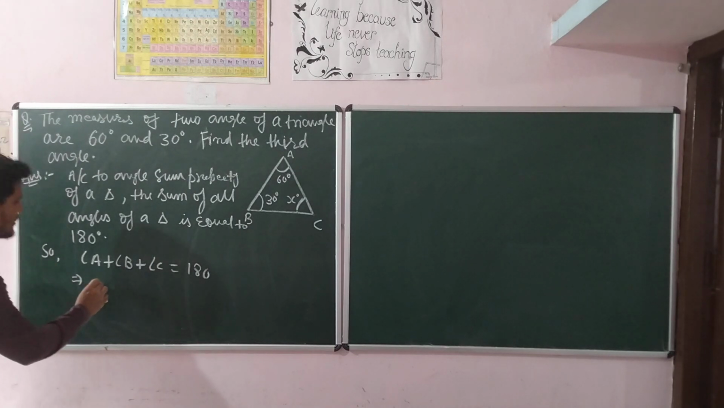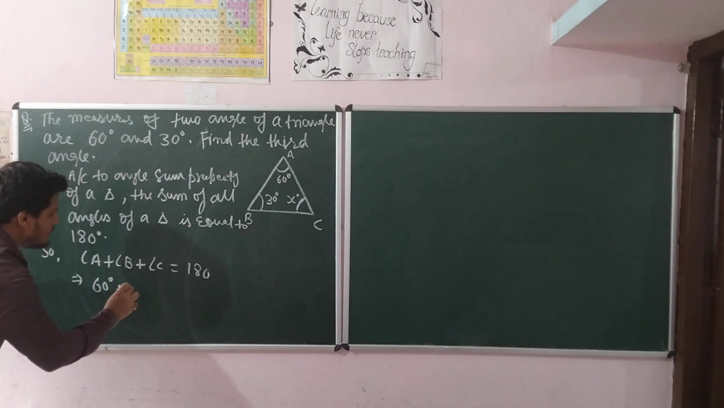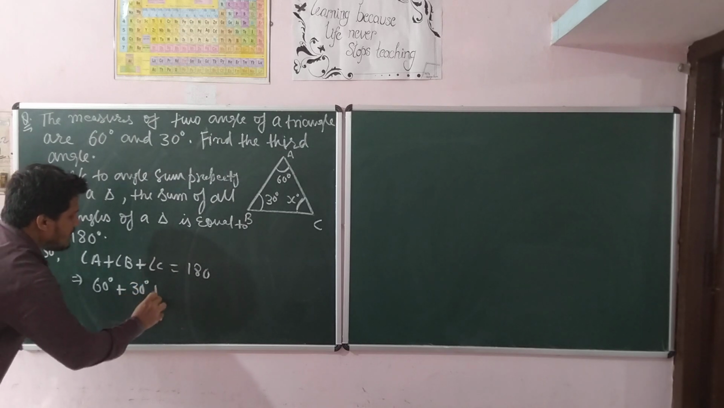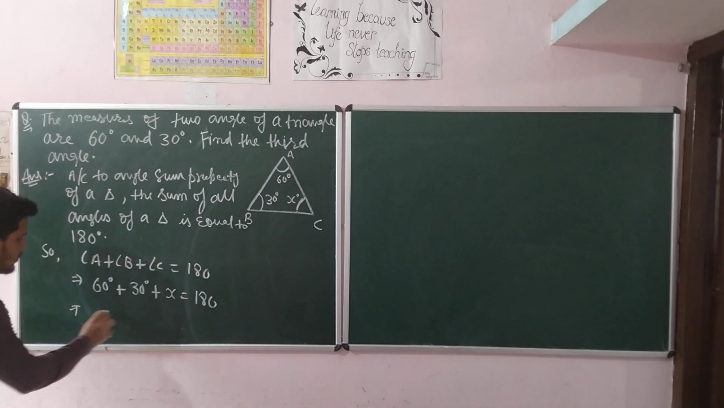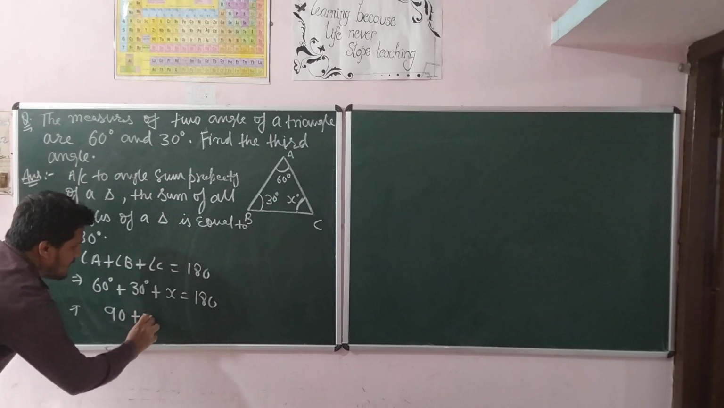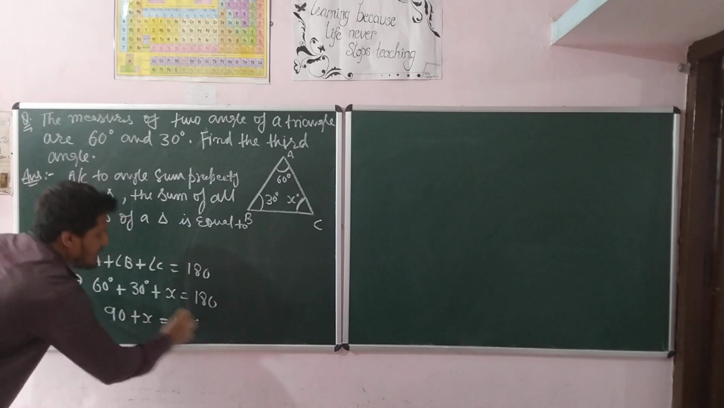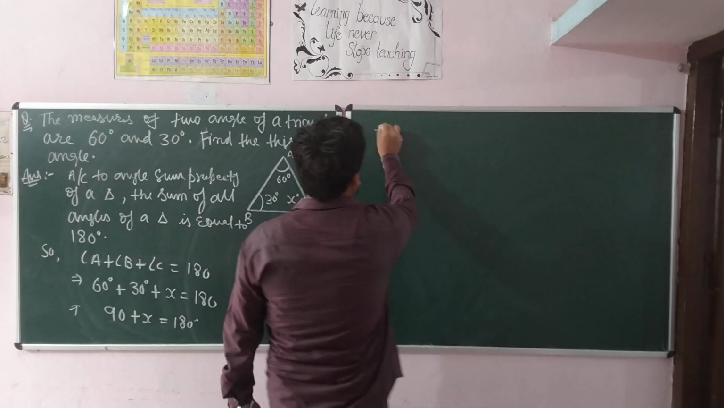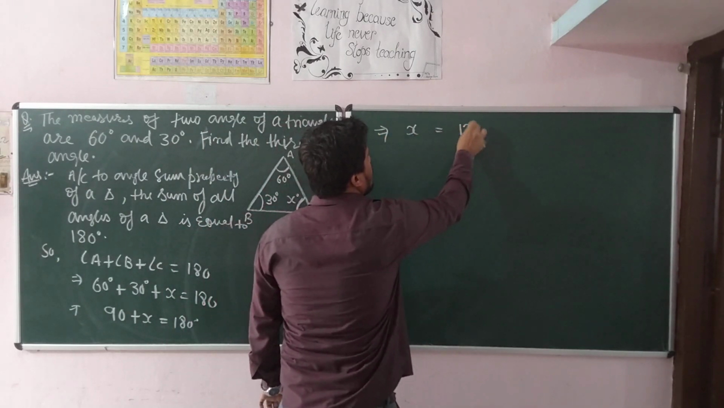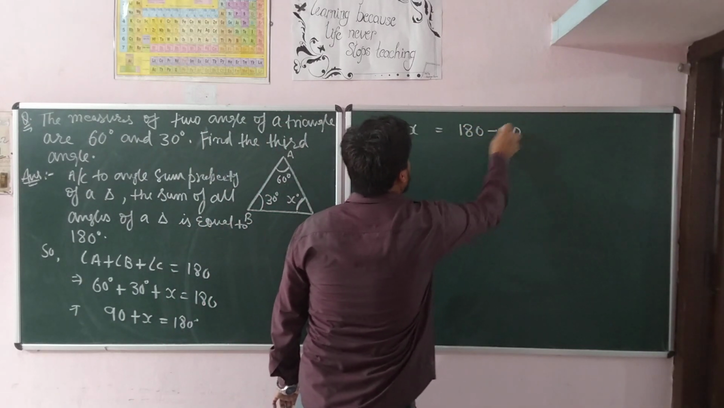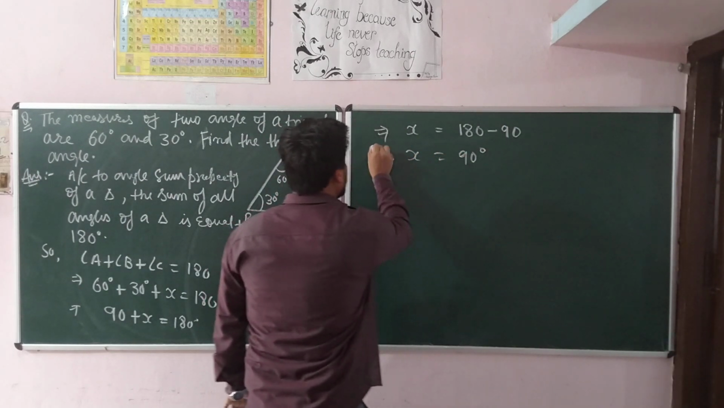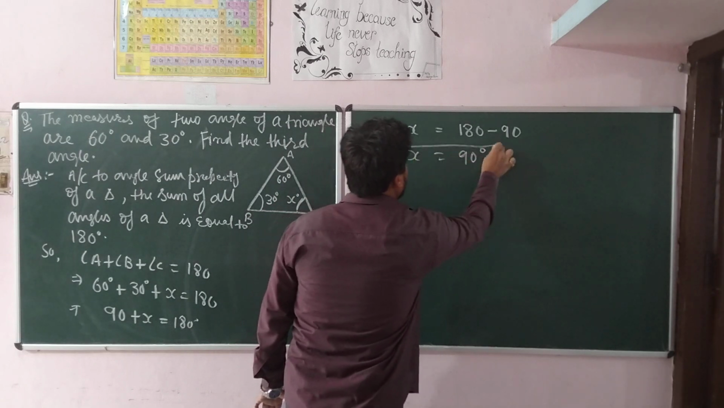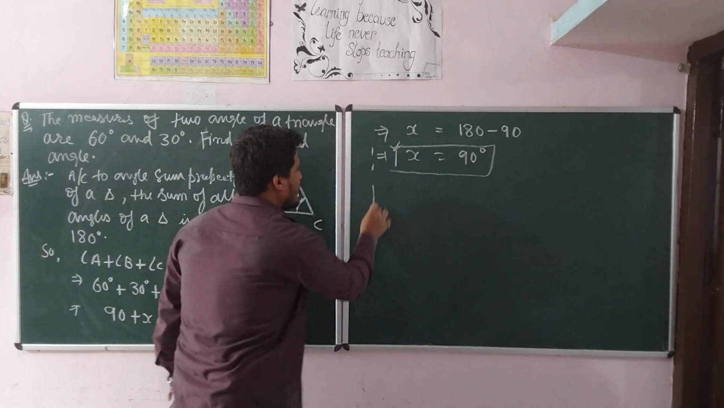So angle A is equal to 60 degrees, angle B is equal to 30 degrees, and angle C is equal to x. Now 90 plus x is equal to 180. Now x is equal to 180 minus 90. So x is equal to 90, which means it is a right angle. Our figure is like that.